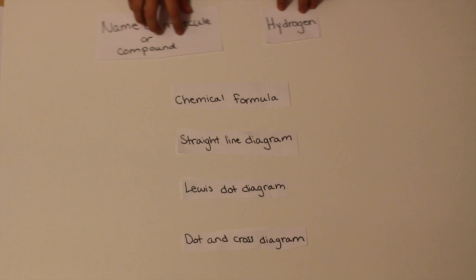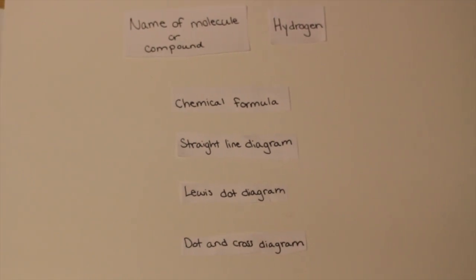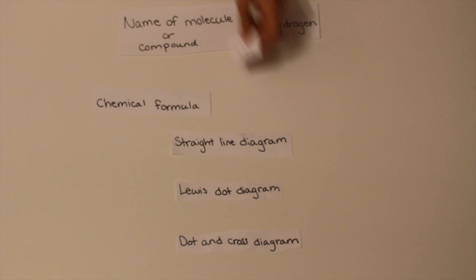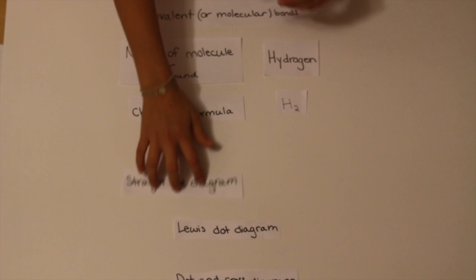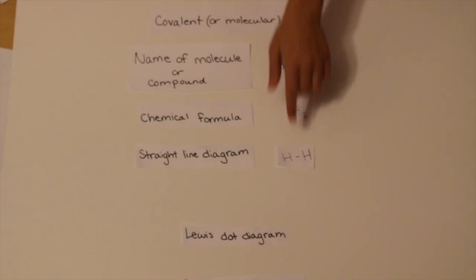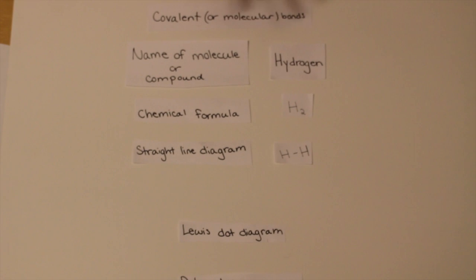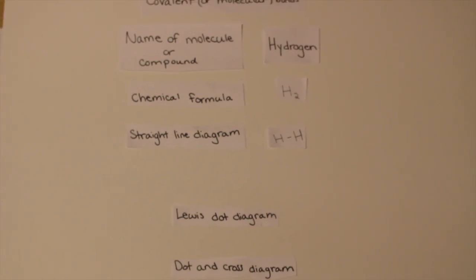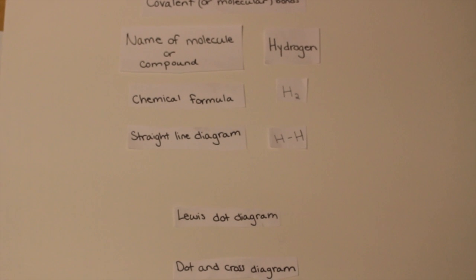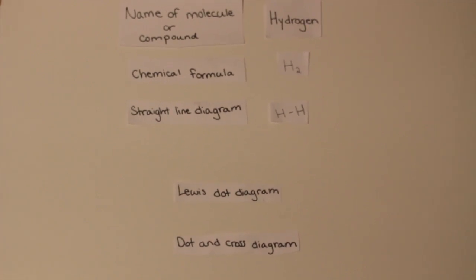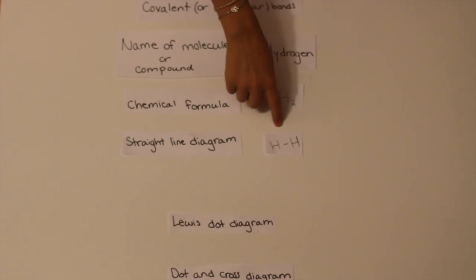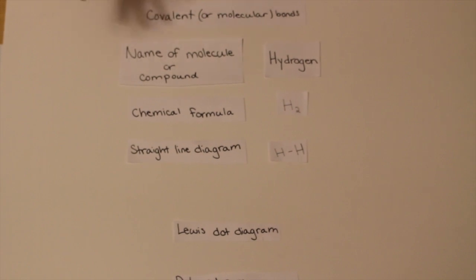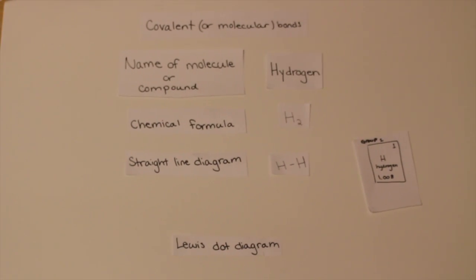For example, let's take hydrogen. The name is hydrogen. Its chemical formula is H2. The straight line diagram would be this. This line represents the sharing of the two electrons between the two hydrogen atoms. When they combine, they get a full valence shell. So when they combine, they get two, and that makes them happy.